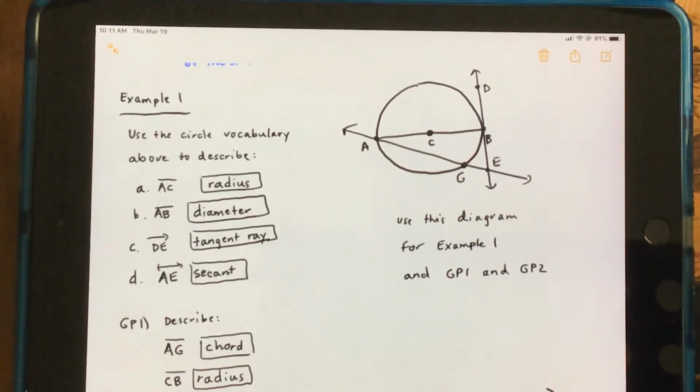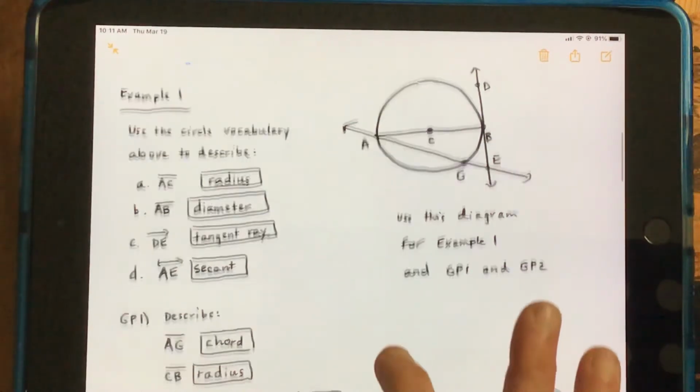Guided practice 1 asks you to name what line segment AG is, and AG will be a chord. It's a segment whose endpoints are on the circle. CB will be a radius, so that's line segment CB. It's the radius, or it's one of the radiuses that you can see on the circle.